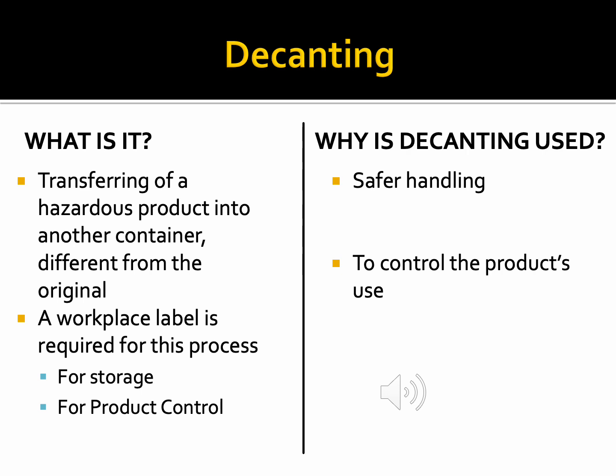Why is decanting used? Mainly it's used for safer handling. It makes employees' tasks easier. It helps to transport a chemical from point A to point B when the original container or tote is too large. Additionally, it's used to control the product's use. This ensures that only a certain amount of the chemical is dispensed at a time.